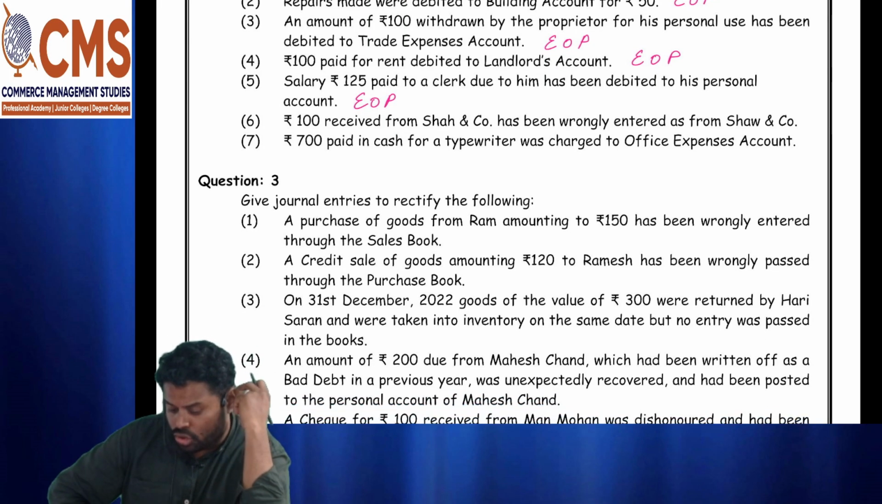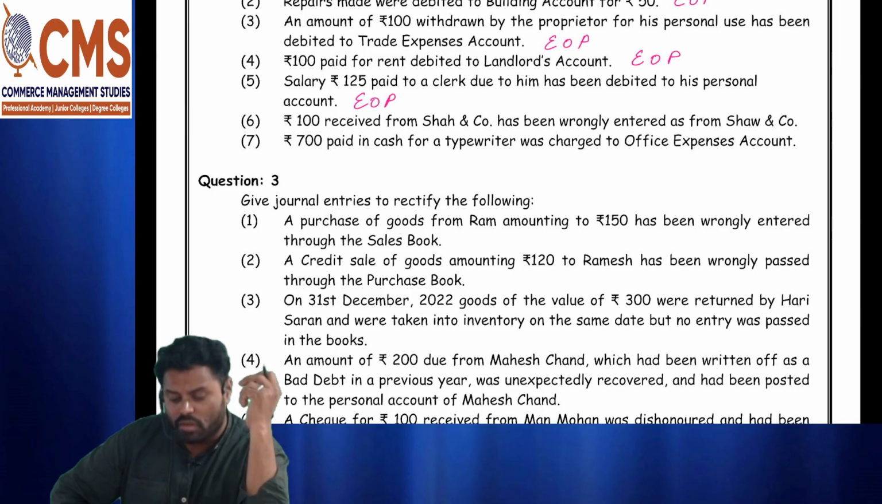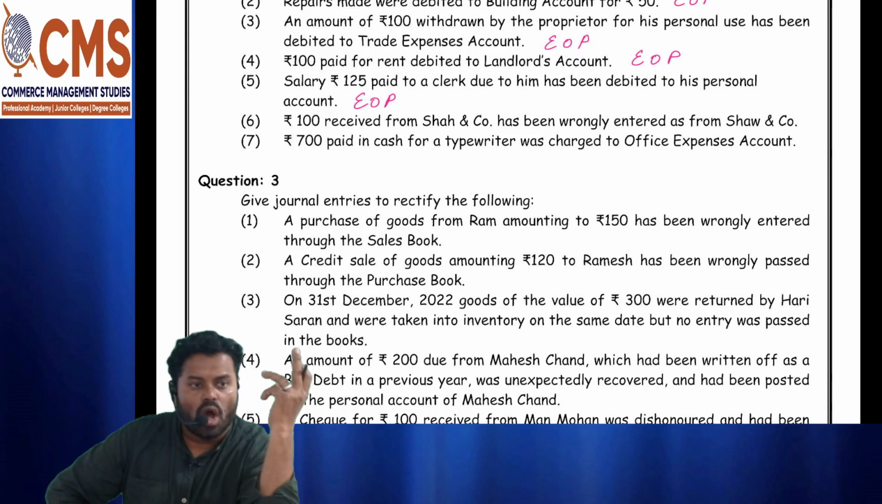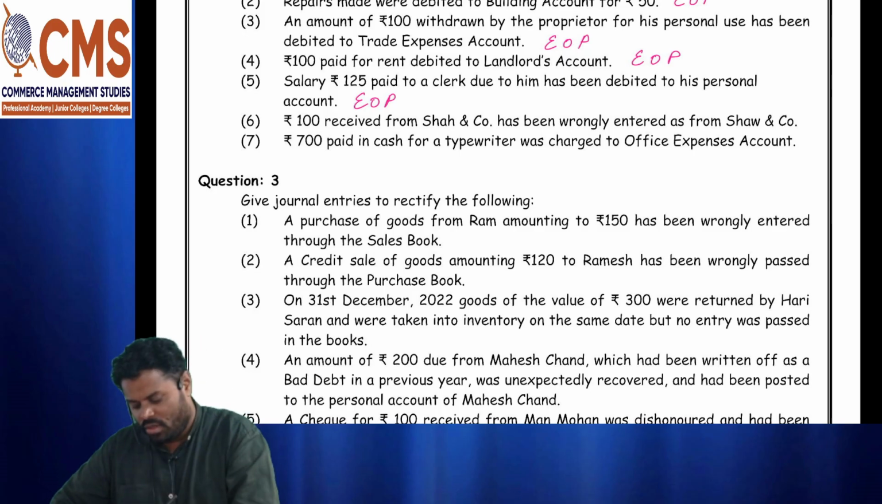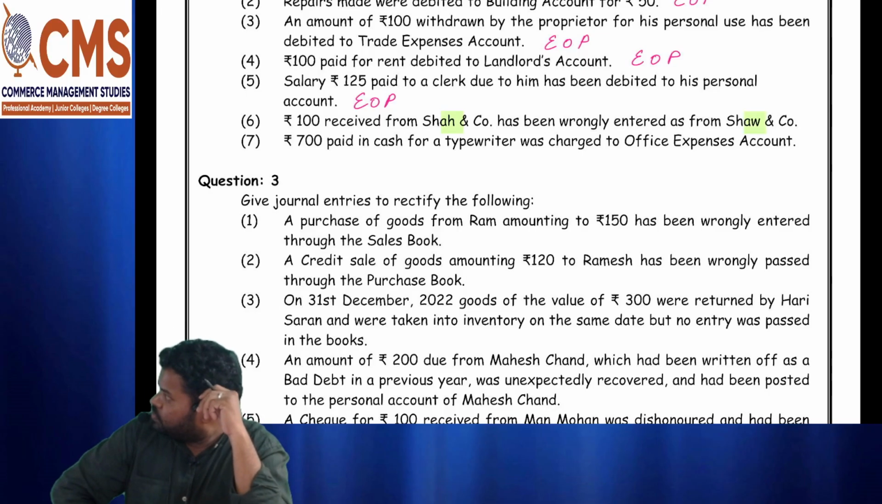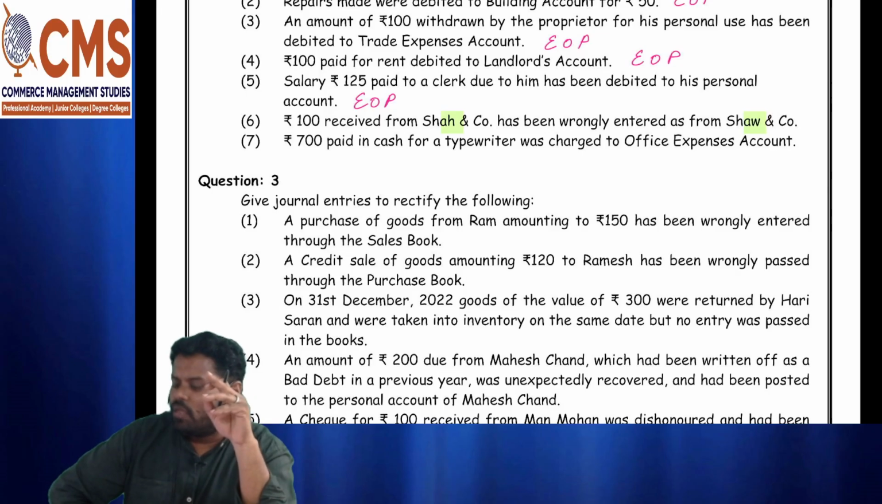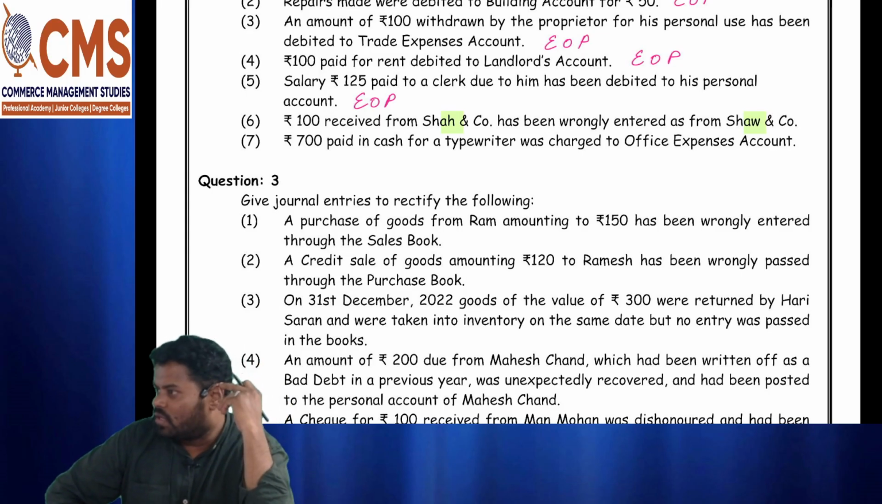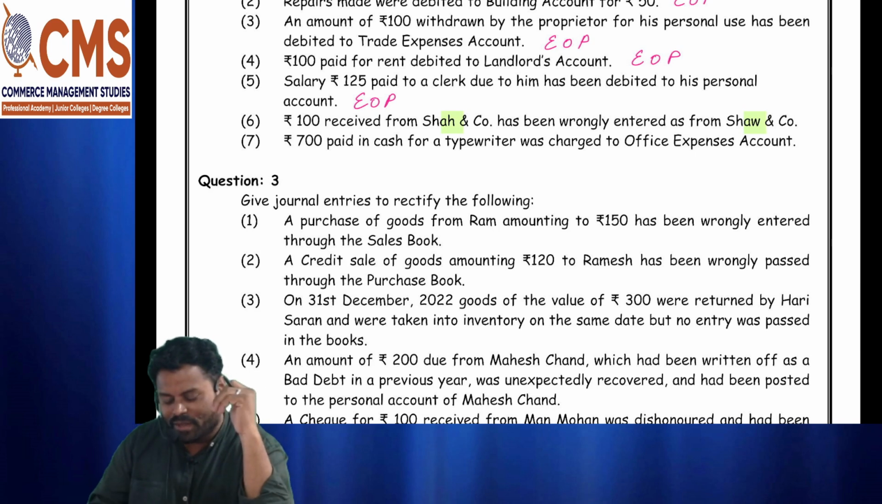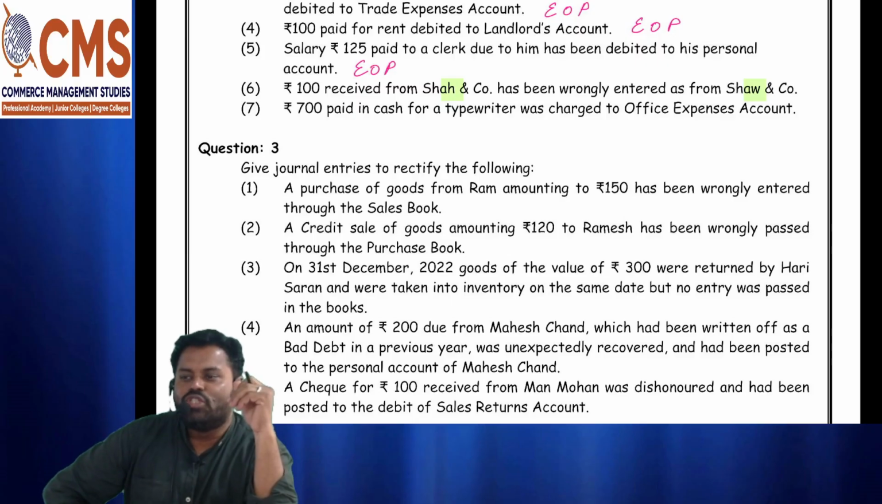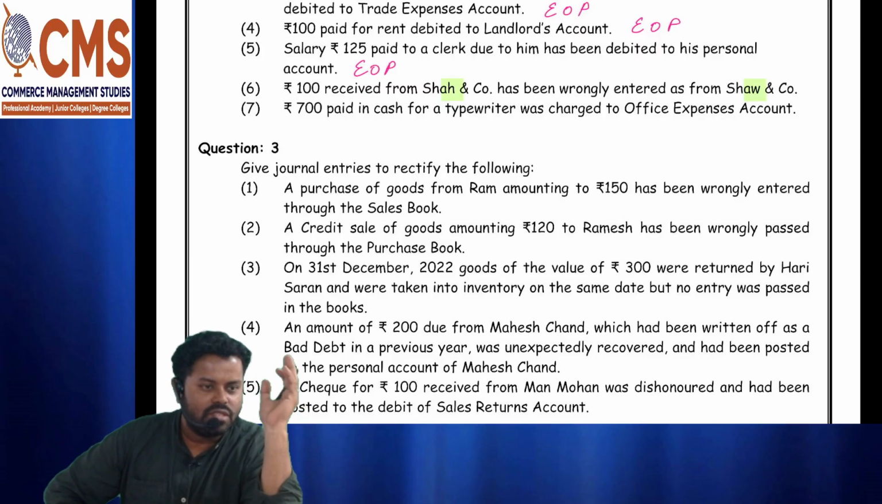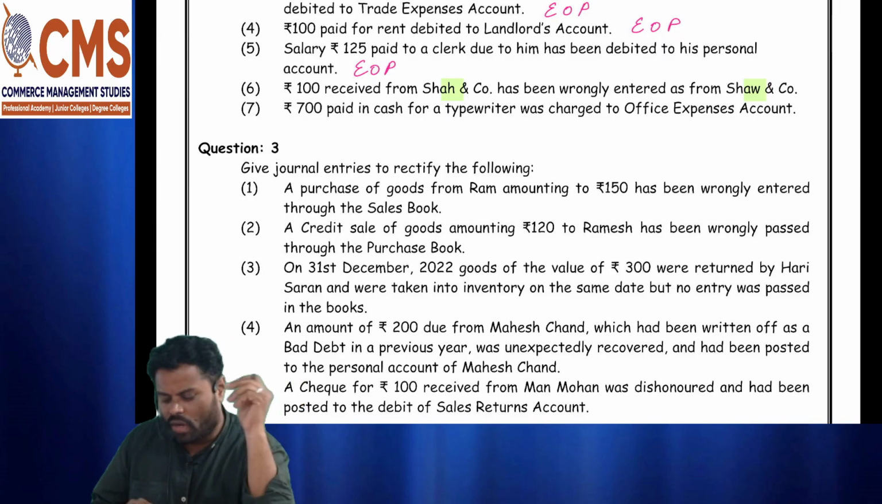100 received from Shaw and Co. has been wrongly entered as Shaw and Shaw. H is correct, W is wrong. So the entry is W Shaw account debit to H Shaw account. That's better. Before lunch, this will be better. So which Shaw is wrong? W Shaw is wrong. H Shaw is correct. Shaw and Shaw actually sound identical, right?